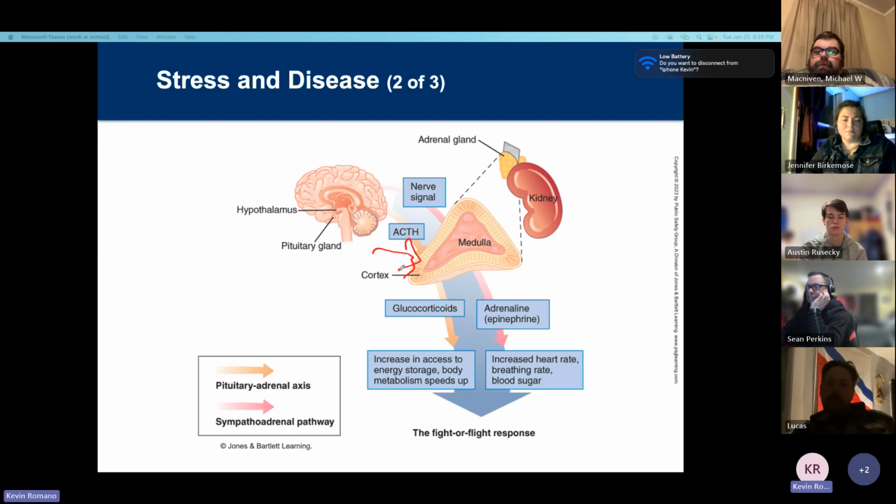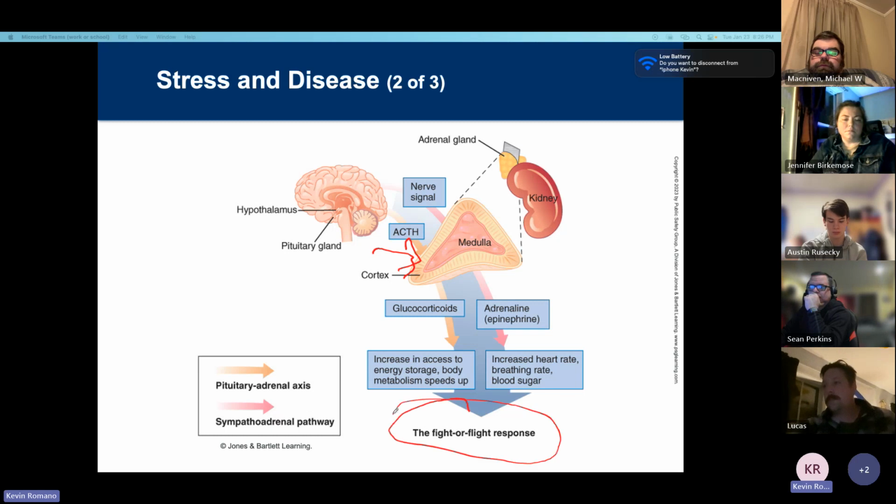The sympathoadrenal pathway is the one in the pink. The nerve signal goes to the medulla, which then initiates adrenaline, or epinephrine. That hormone is released, increasing heart rate, breathing rate, and blood sugar, right? ACTH, through the cortex, releases the glucocorticoids, which increases access to energy storage. Body metabolism starts to speed up, right? This is your fight or flight response.